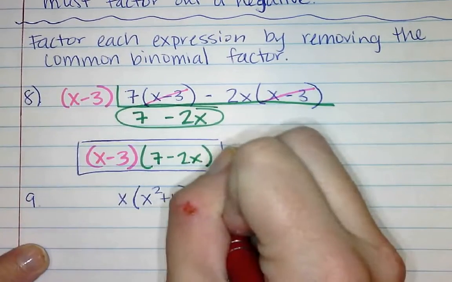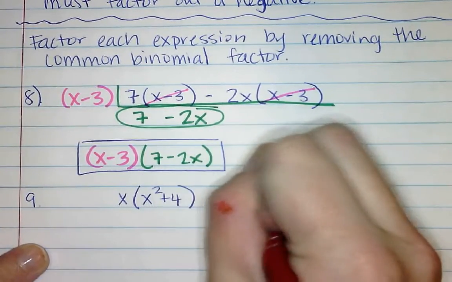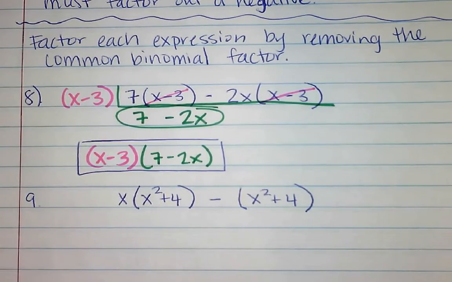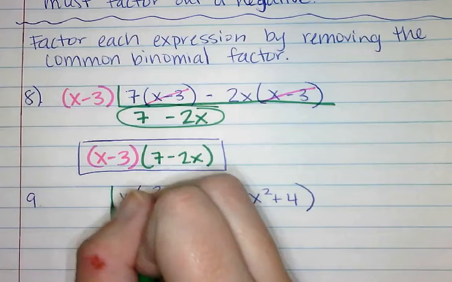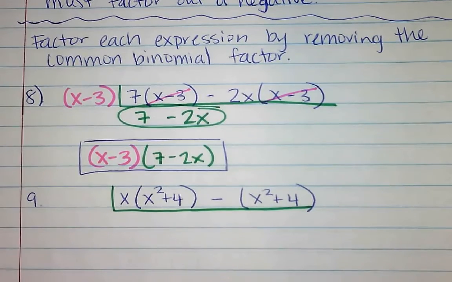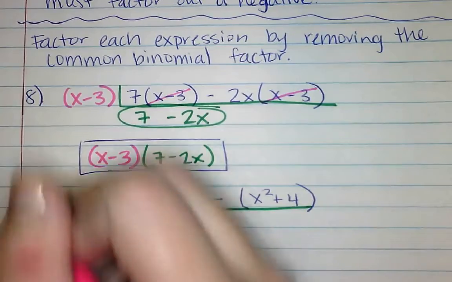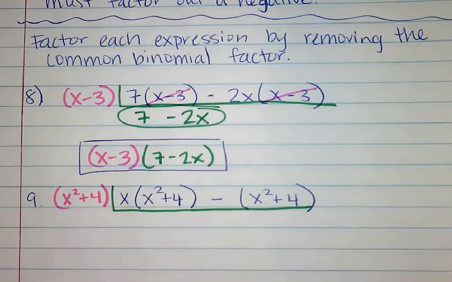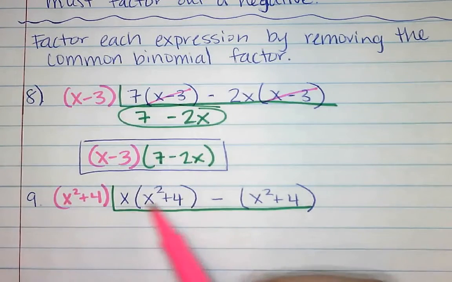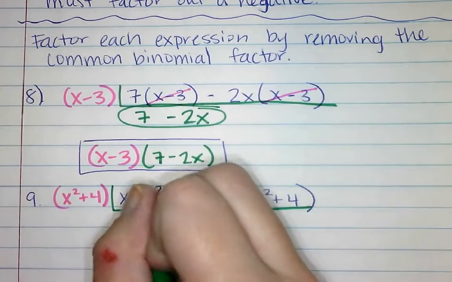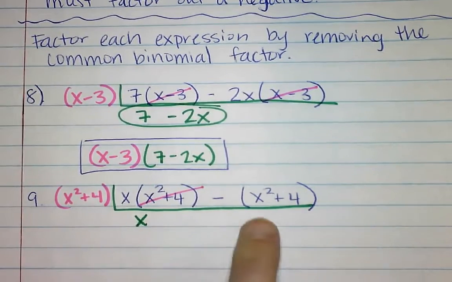So what do these two sets have in common? x squared plus 4. So we're going to take out an x squared plus 4. I'm going to put it in my parentheses out here. And when I divide x times x squared plus 4, what are we left with? We're just left with x. If I take out my x squared plus 4 here, what am I left with? Negative 1.